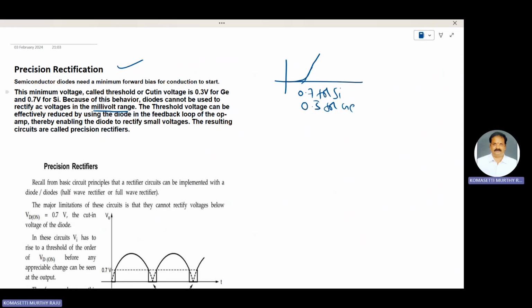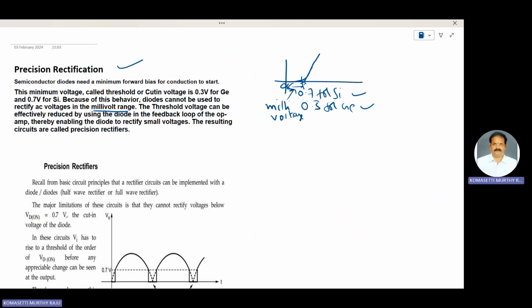The minimum voltage called threshold or cut-in voltage is 0.3 volts for germanium and 0.7 volts for silicon. Because of this behavior, diodes cannot be used to rectify AC voltages in the millivolts range. Millivolts range means 0 volts to 0.7 volts. In that region, the diode is off. Therefore, it cannot rectify these voltages. This voltage is generally in the millivolts range.